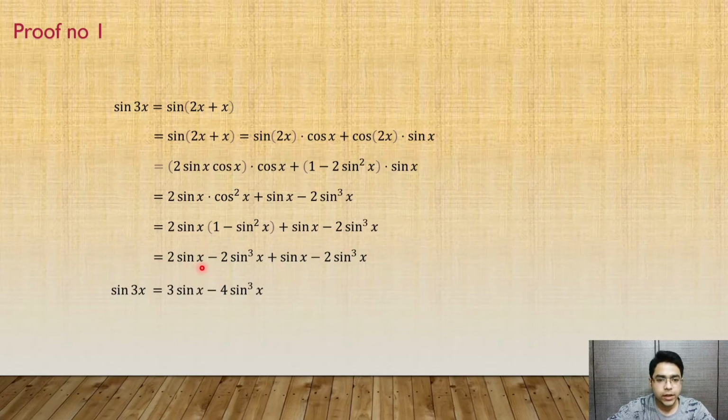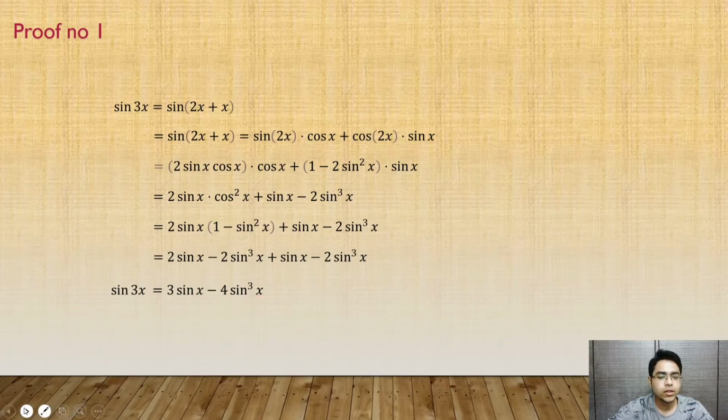Further, 2 sin x minus 2 sin cube x, as this 2 sin x is multiplied in this bracket, we are getting this value, and then further the plus sin x minus 2 sin cube x is written as it is. Now we will get the final answer by adding 2 sin x with sin x and minus 2 sin cube x with minus 2 sin cube x. Here minus 2 and minus 2, as the same sign, will indicate addition, and the sign will be negative. So we will be getting sin 3x is equal to 3 sin x minus 4 sin cube x.